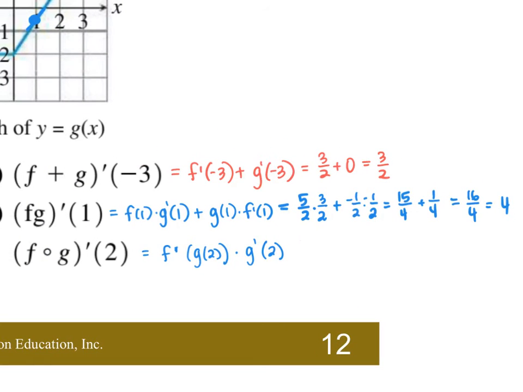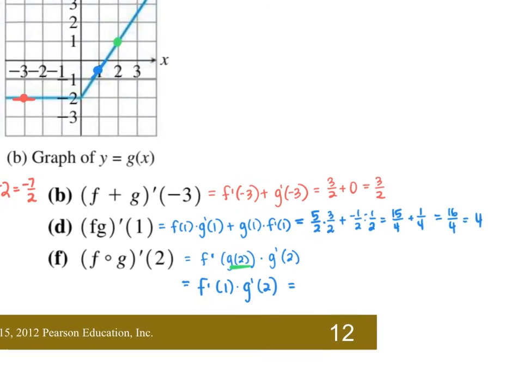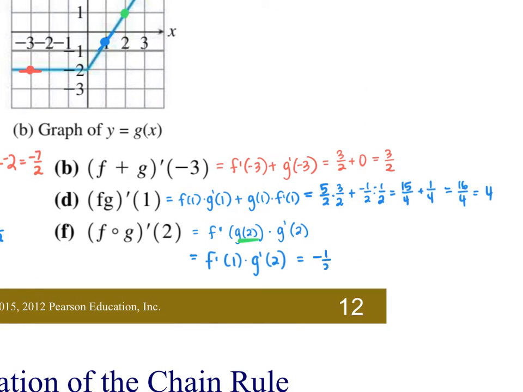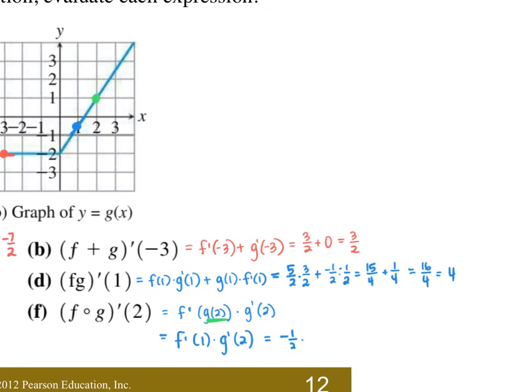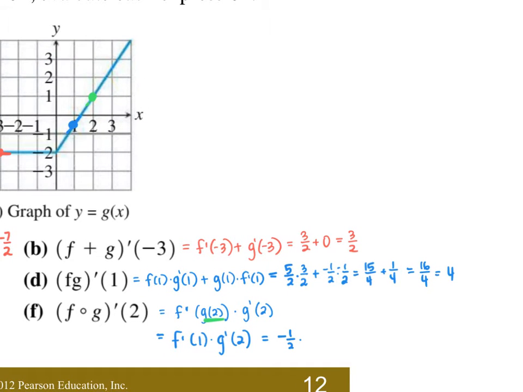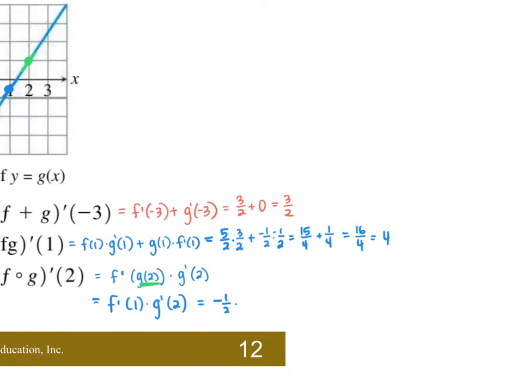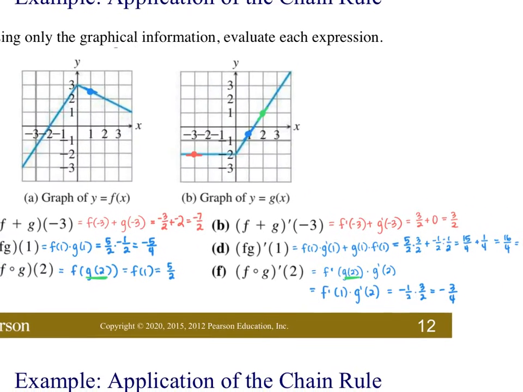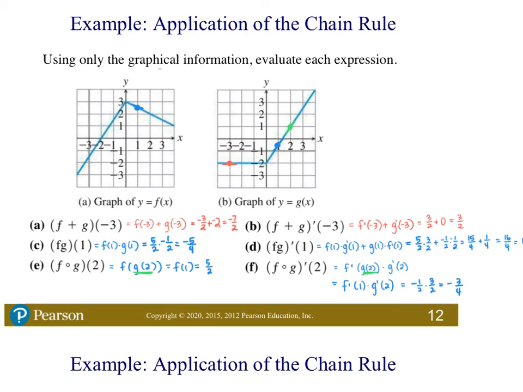Okay, so we want to have g of 2 again. Well, that's still 1. So this would be f prime of 1 times g prime of 2. F prime of 1 was the slope on the f graph, and we remember that to be -1/2. G prime of 2 is the slope of this linear piece going through 2, which is still up 3/2. So we get -3/4. So that's reading a graph and making sure that you are applying the correct rule at the correct time.